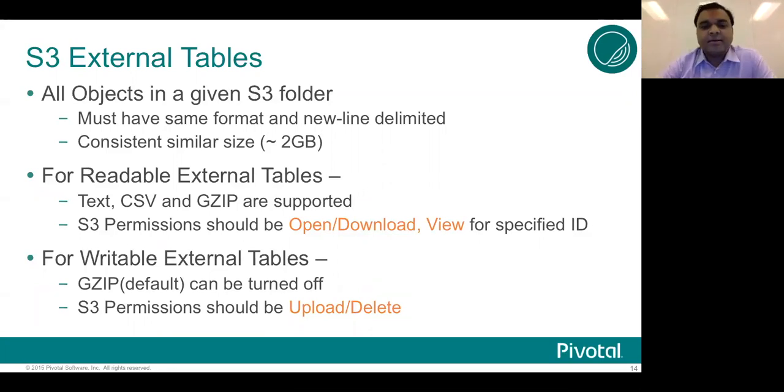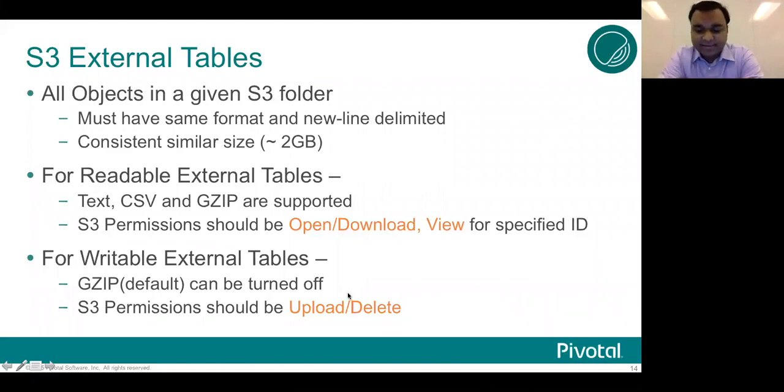So these are the things that you need to prep in your S3 bucket to make sure that you get optimal performance. For readable tables, you need to go to your S3 console. I'll quickly show it just after this. You need to set the permissions as open download or view for a specified key ID, like a specified set of users that will be using it. For writable tables, you need to set it through upload and download.